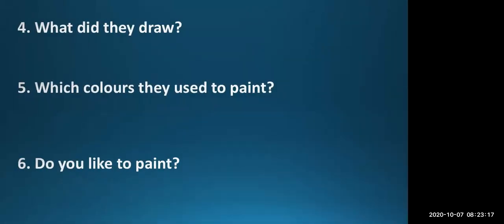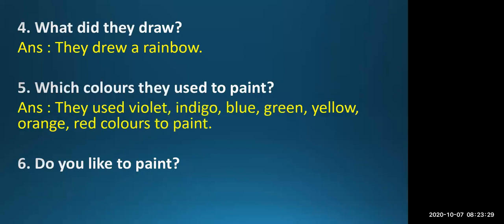Next question is, what did they draw? Children, tell me, what did they draw? Yes, they drew a rainbow. Which colors did they use to paint? They used violet, indigo, blue, green, yellow, orange, red colors to paint. Do you like to paint? Yes, I like to paint.